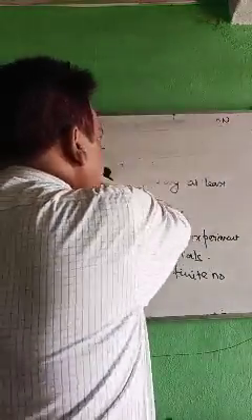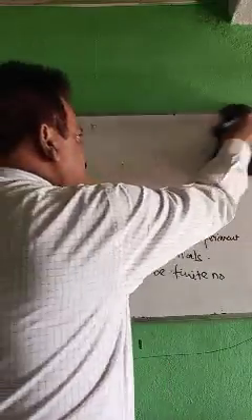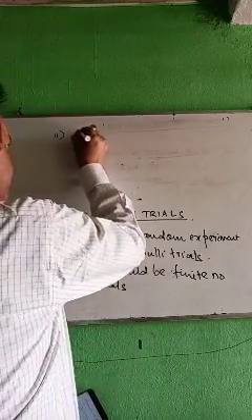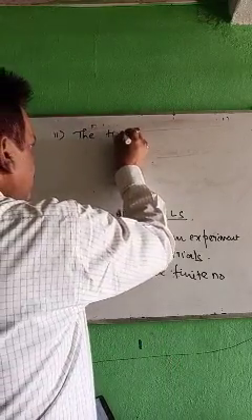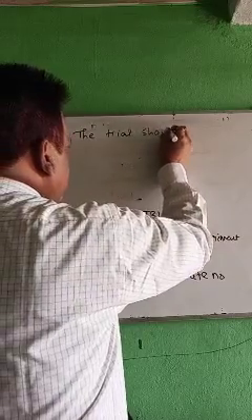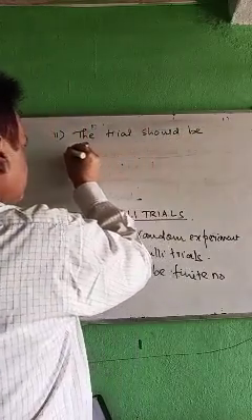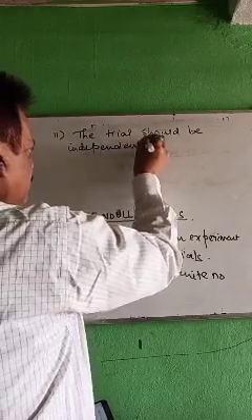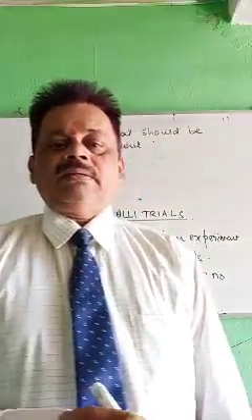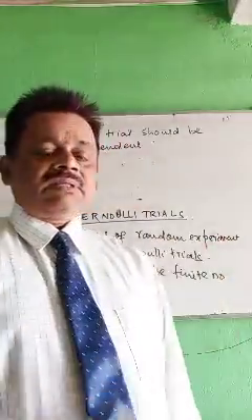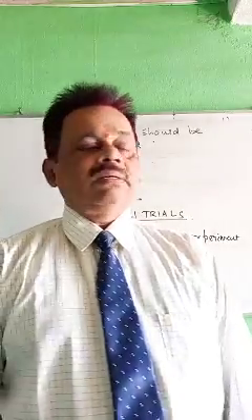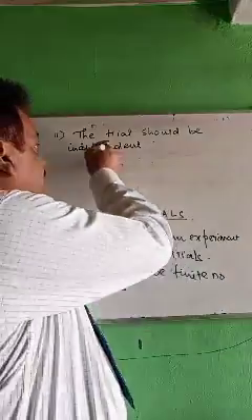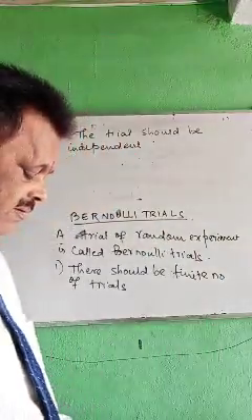Similarly, what is the second point here? The trials should be independent. Means suppose you have taken a ball, when you go to draw the second ball, it should have equal number of chances. Means if a ball is drawn and not replaced, then it cannot be an independent event. So trials should be independent.